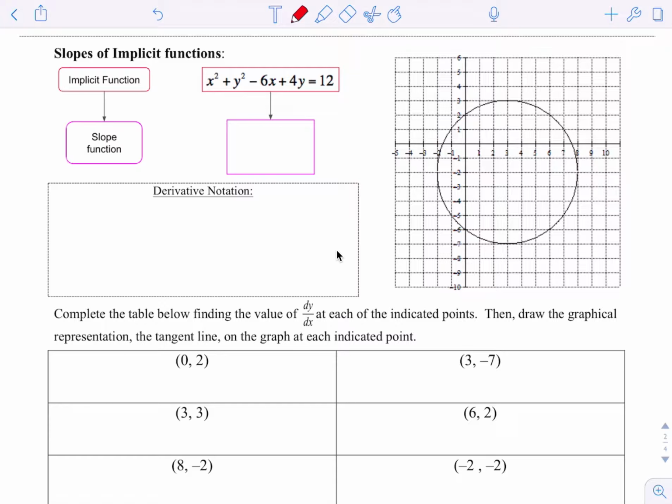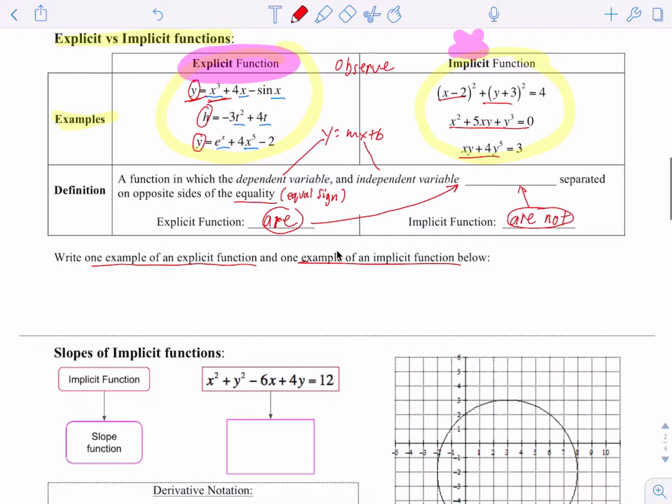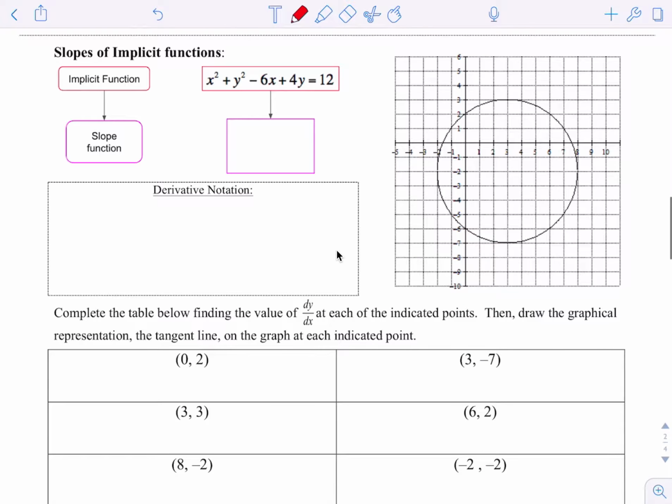All right, slopes of implicit functions. Okay, so right before this, we talked about the difference between explicit and implicit. If you remember, implicit functions have equations that have x and y on the same side or all intermixed together, while explicit have the y's and the x's separated on two different sides. So we're going to delve into this new topic, implicit functions, and talk about the slopes of them.